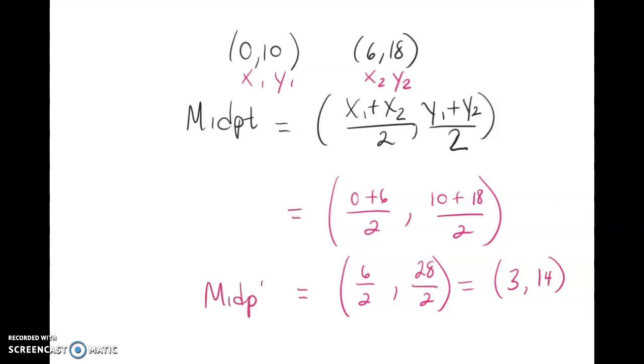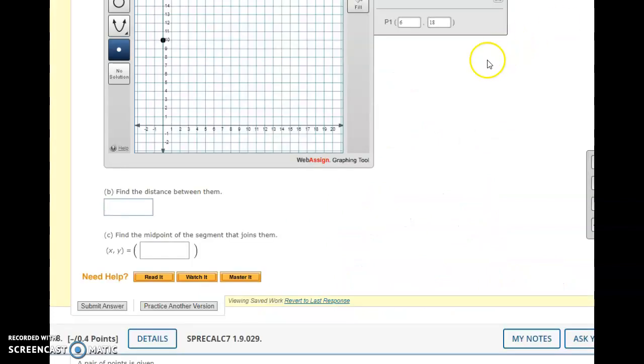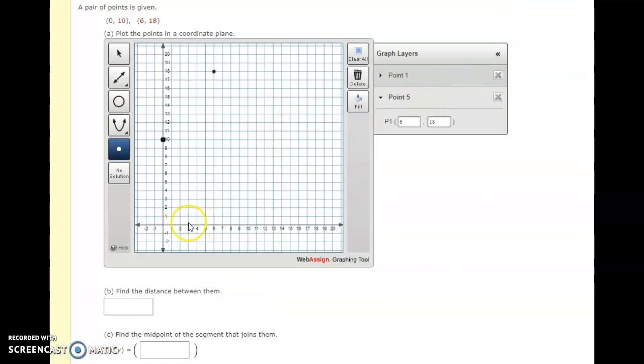And so whenever I'm doing these problems, I always want to take a look at the graph and make sure that (3, 14) looks to be in the middle of those 2 points. And it does. If I had a point here at (3, 14), it looks like it would be in the middle. Let's say I did them incorrectly and I pulled the wrong ordered pairs, and I ended up with (14, 3). And I graphed it, and that's over here. Well, you can tell that's not in the middle of a line segment. That would be from here to here. So always take a look and see.